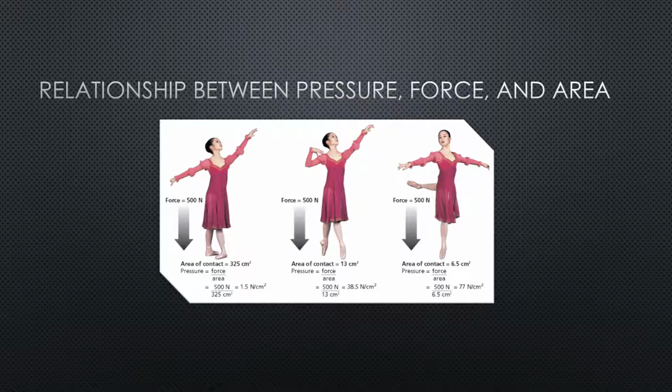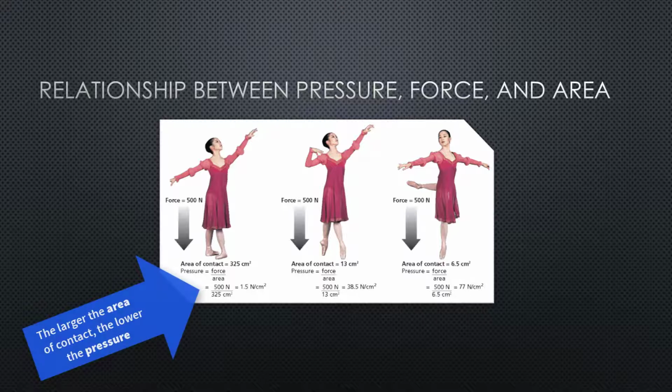A perfect example of the relationship between pressure, force, and area is a ballet dancer. Because force is constant, the ballet dancer's weight stays the same. The pressure the ballet dancer exerts against the floor depends on the area of contact. In the first diagram, the area of contact is very large. She is standing flat-footed, and so therefore the pressure exerted is very low.